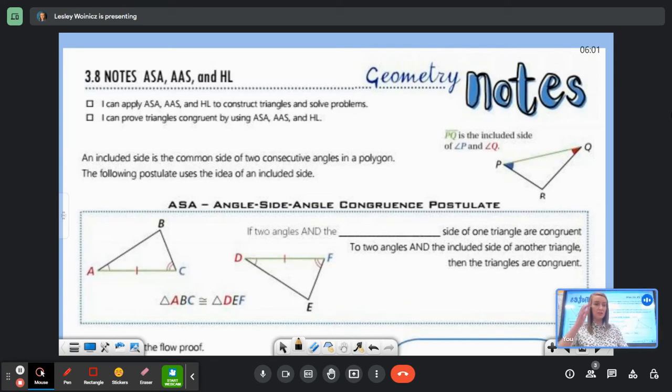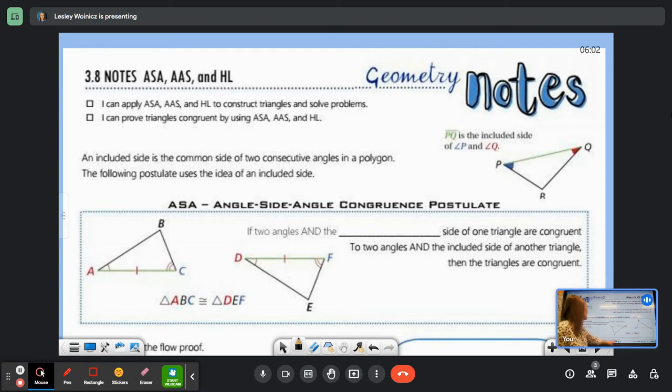Hey, so today we're going to do some more shortcuts. Yesterday we did side, side, side, and we did side, angle, side. When we did side, angle, side, we had to have an included angle. And our first postulate today talks about an included side instead. An included side is the common side of two consecutive angles in a polygon. The following postulate uses the idea of an included side.